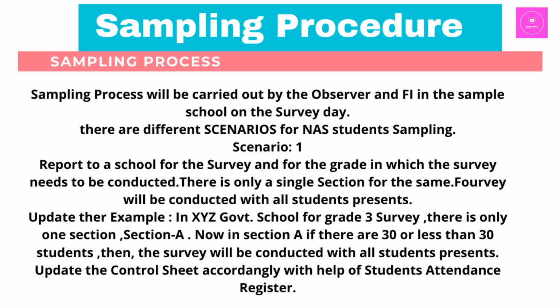These have been explained here. Scenario 1. You report to a school for the survey, and for the grade in which the survey needs to be conducted, there is only a single section. For example, in XYZ government school grade 3 survey, there is only one section, section A. Now in section A, if there are 30 or fewer students, then the survey will be conducted with all students present. Update the control sheets accordingly with the help of the student attendance register. This closes scenario 1.